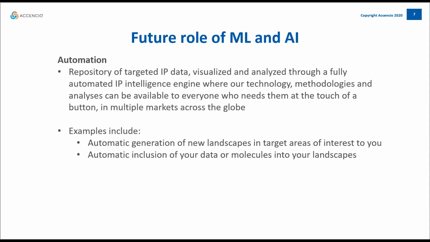Thank you, Árpád. Just as a final slide, in terms of the future role of machine learning and AI, at least in terms of what we're doing moving forward, at the end of the day, for us, it's about creating a repository of targeted IP data and really automating everything that you see here today. Currently, we create the landscapes and then share them with the customers. They use them. But examples here include the automatic generation of new landscapes in target areas that are of interest to you, where you can put in the target, and the curation of the patents and the extraction of the molecules is something that we'll have the ability to do in an automated fashion in the future.